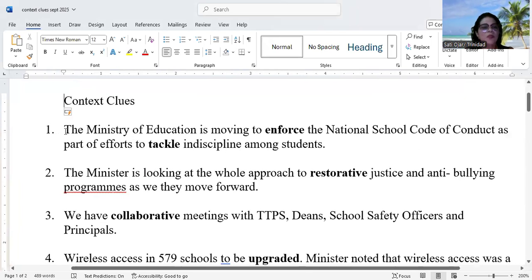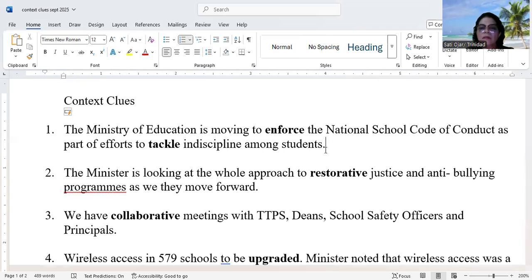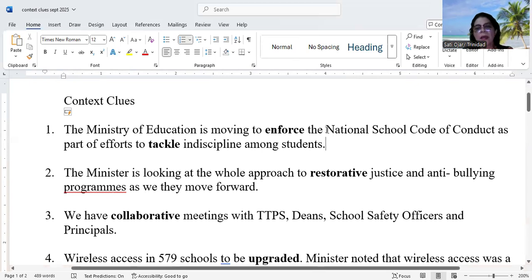Eric, can you read this one first, please? The Ministry of Education is moving to enforce the National School Code of Conduct as part of efforts to tackle indiscipline among students. Okay. The Ministry of Education is moving to enforce the National School Code of Conduct. Anybody here knows what this means?